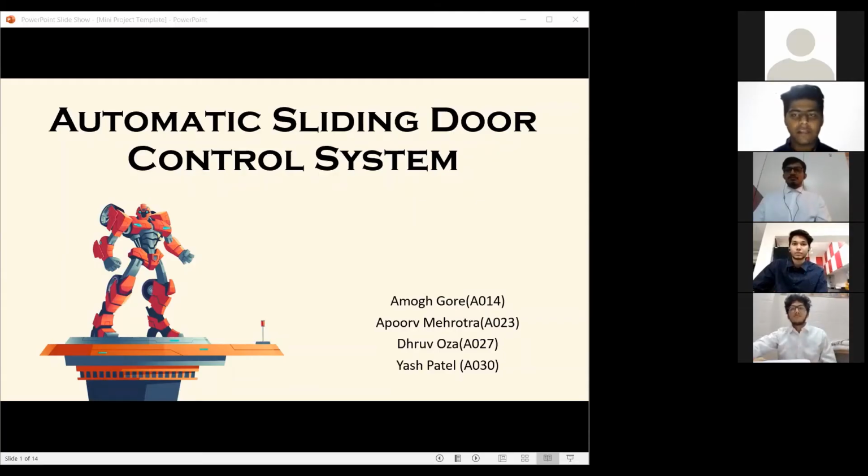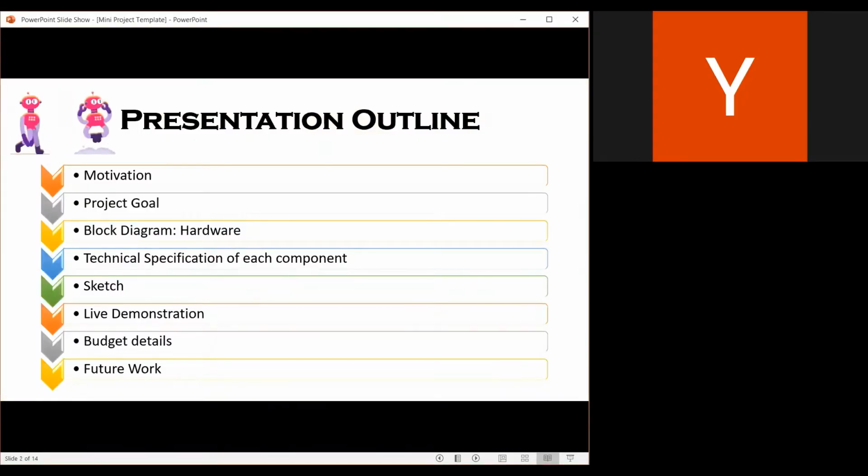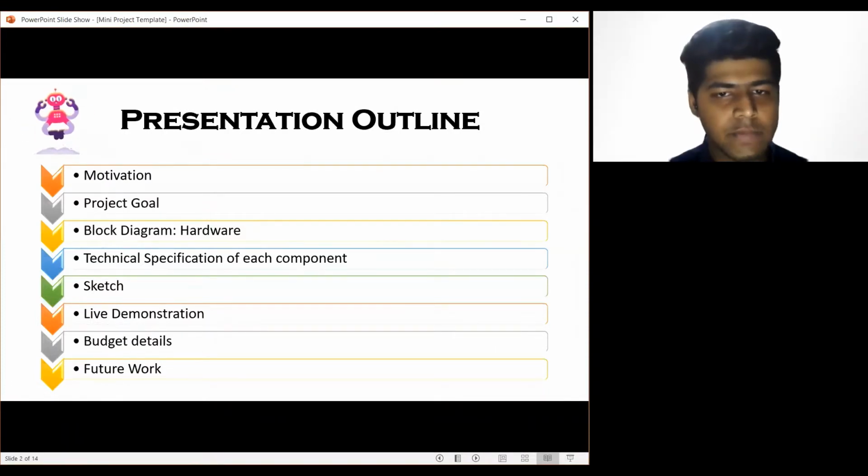Here we go. Hello everyone. Today myself Amok Kore, Yash Patel, Dhruv Oza and Apur Malhotra are going to speak on the topic automatic sliding door control system. This is the presentation outline. The first one is motivation and project goal. Then we are going to continue with the block diagram, that is the hardware, technical specification of each component, sketch, live demonstration, budget details and future work.